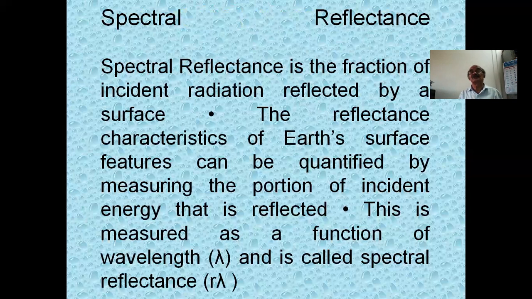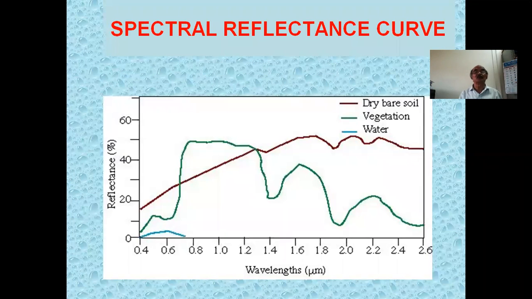Now, the reflectance characteristics of Earth surface features can be quantified. How to quantify? It can be quantified by measuring the portion of the incident energy that is reflected. This is measured as a function of wavelength and is called spectral reflectance. When we talk about spectral reflectance curves, we get the spectral reflectance values in percentages. If we plot the spectral reflectance versus wavelength, we get the spectral reflectance curves. See, the necessity, why we have to plot the spectral reflectance curves. Here we have the spectral reflectance curves for vegetation, soil and water.